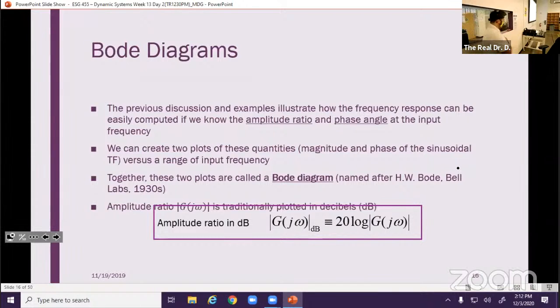But anyway, 20 times log. Remember, that's log base 10, not natural log. If we used natural log to calculate this, you'd be very sad. So what are we doing? We take the magnitude that we found, take the log of it, and multiply it by 20. And that gets us our decibels. How many decibels of magnitude do we have?